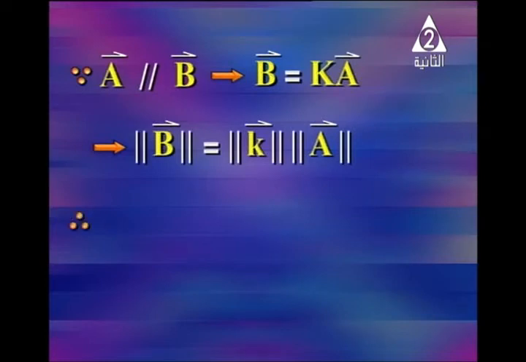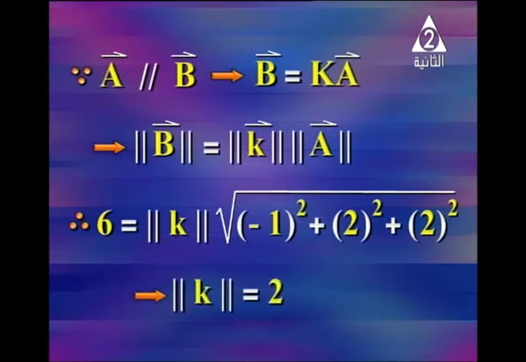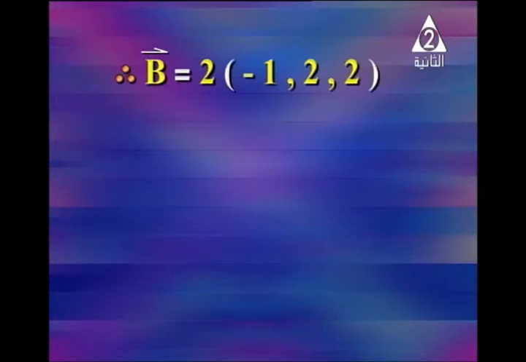K is a constant. Then by substitution, norm of B vector equals 6, equals absolute K times norm of A, which equals square root of negative 1 squared plus 2 squared plus 2 squared. Then we deduce that K equals 2. Then K equals positive or negative 2. Then, dear student, B vector equals 2 multiplied by negative 1, 2, 2. Answer is negative 2, 4, 4.